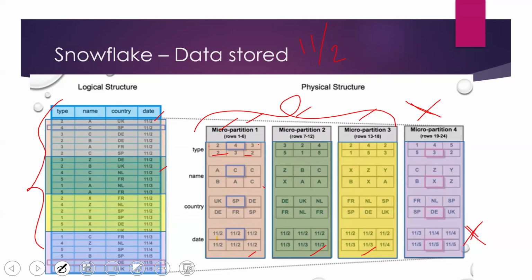For example, consider there are 1000 micro partitions. Out of 1000 micro partitions, only 3 micro partitions have this data. So while scanning, it will eliminate the scanning of 997 partitions. It will scan only 3 partitions. You can consider how the performance improves.